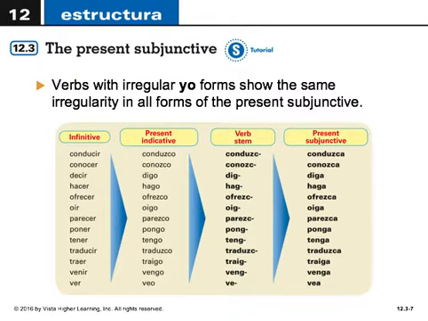So the trouble is that verbs with an irregular yo form also show the same irregularity in all forms of the present subjunctive. For example, conducir becomes conduzca, conocer, conozca, decir, diga, hacer, haga, ofrecer, ofrezca, oír, oiga, parecer, parezca, poner, ponga, tener, tenga, traducir, traduzca, traer, traiga, venir, venga, and ver, vea. So as I said, we just go to the present indicative, pretty much the yo form, which all these end up being irregular, and add the opposite ending to form the present subjunctive.